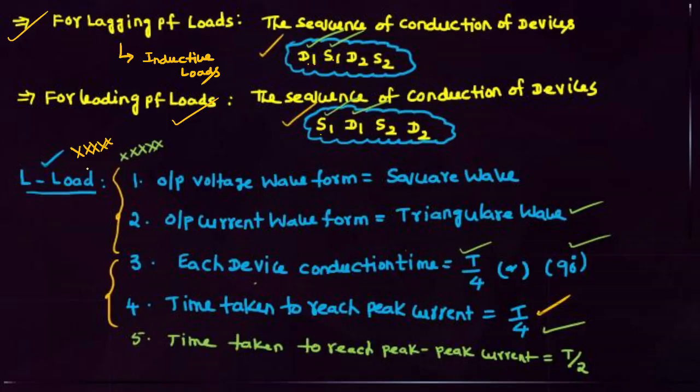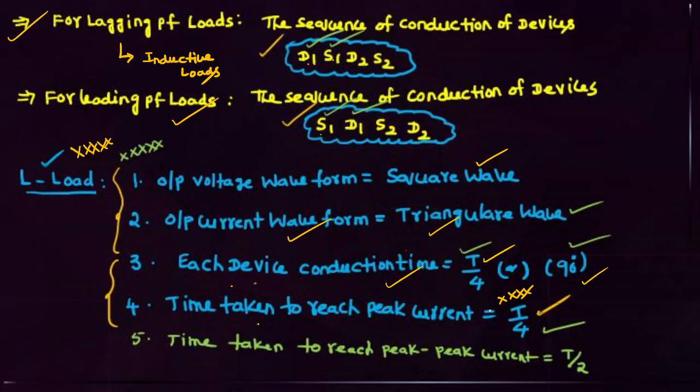Single phase half bridge inverter, purely inductive load. For the output voltage waveform, it is a square wave. For the output current waveform, it is a triangular wave. Each device conduction time is how much? T by 4 or 90 degrees. Time taken to reach the peak value is how much? T by 4. Very important.